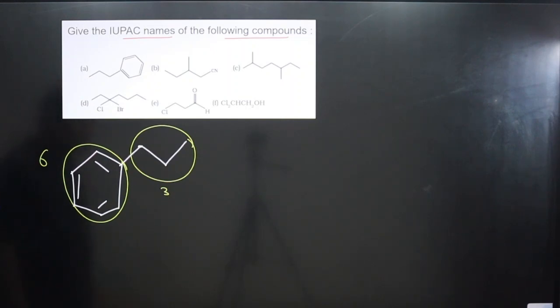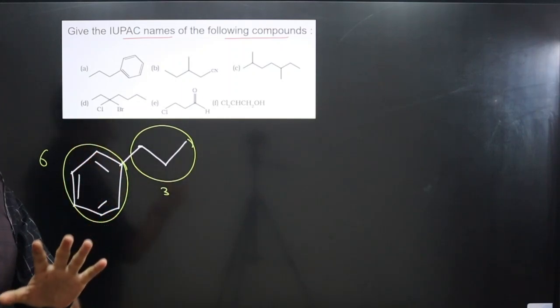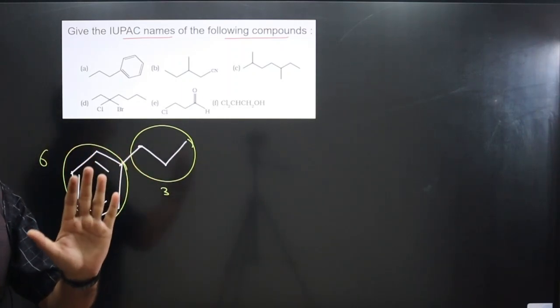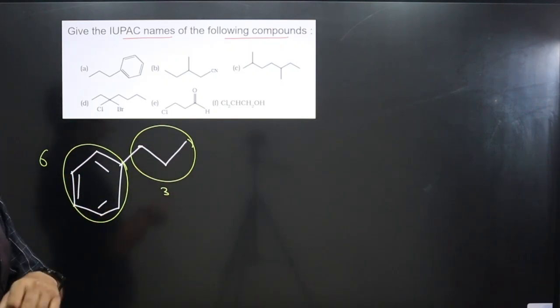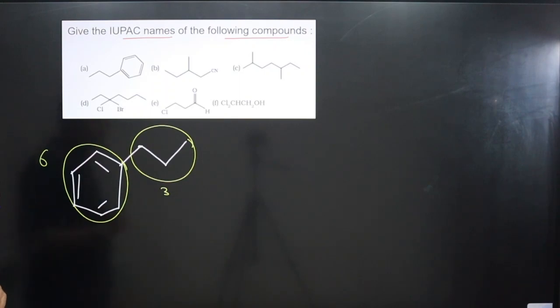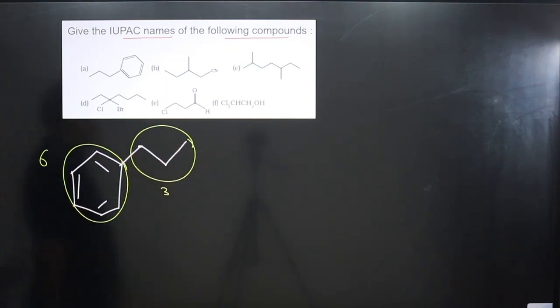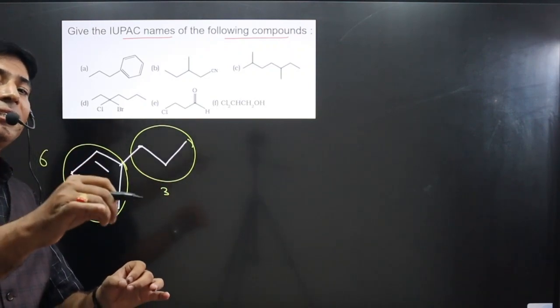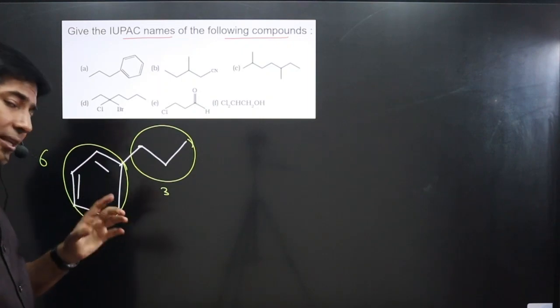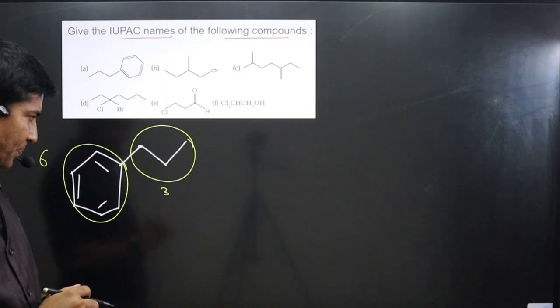3 carbons are there. So in general, since it has fewer carbons and benzene has more carbons, benzene is supposed to act as the parent chain. Benzene is supposed to be considered as the parent chain. But in the NCERT answer, they have considered this propyl group as the parent chain. So it is a contradiction: the chain which has fewer carbons is considered as the parent chain, and benzene is considered as a branch in the answer based on the NCERT answer.